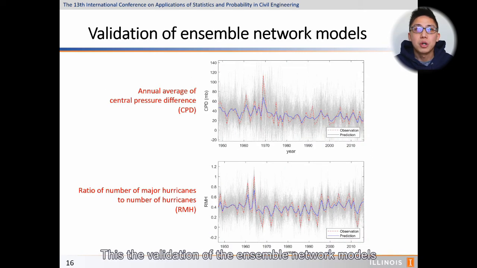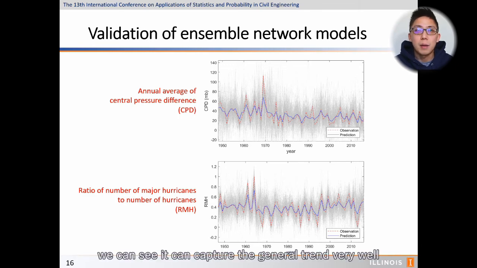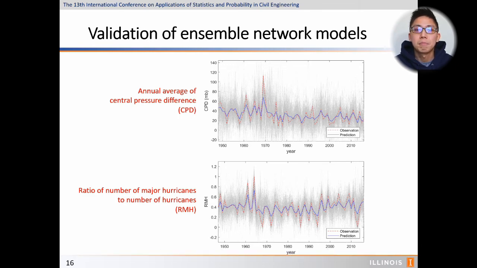So this is a validation of ensemble network models. The gray lines are a result of individual networks and the blue line is the ensemble one. We can see it can capture the general trend very well.